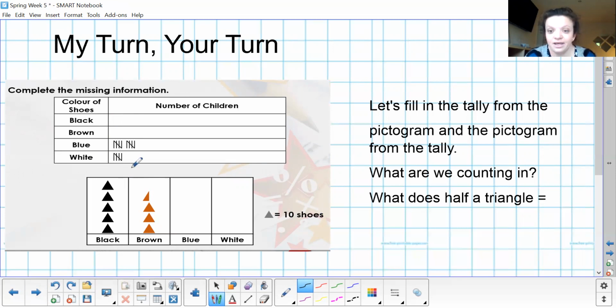So each triangle is 10. So I'm going to be counting these triangles in 10s. Are you ready? 10, 20, 30, 40, 50. So I've got 50 black shoes. 50 children have black shoes. So now I'm going to draw this on here as a tally. So 1, 2, 3, 4, 5, 6, 7, 8, 9, 10. Oh, what have I done wrong there? Pause the screen.